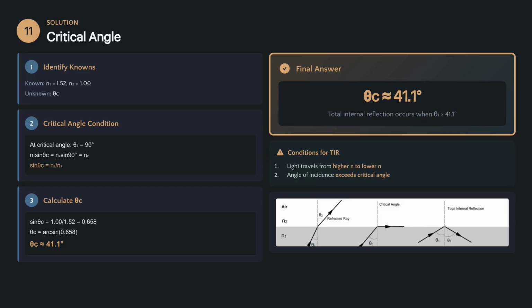Plugging in the values, the sine of theta c is equal to 1.00 divided by 1.52, which is approximately 0.658. Taking the inverse sine gives a critical angle of approximately 41.1 degrees. Total internal reflection occurs when the angle of incidence exceeds 41.1 degrees.